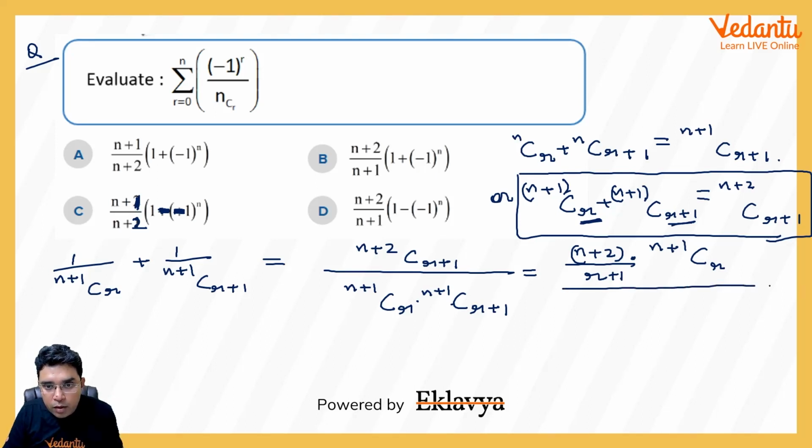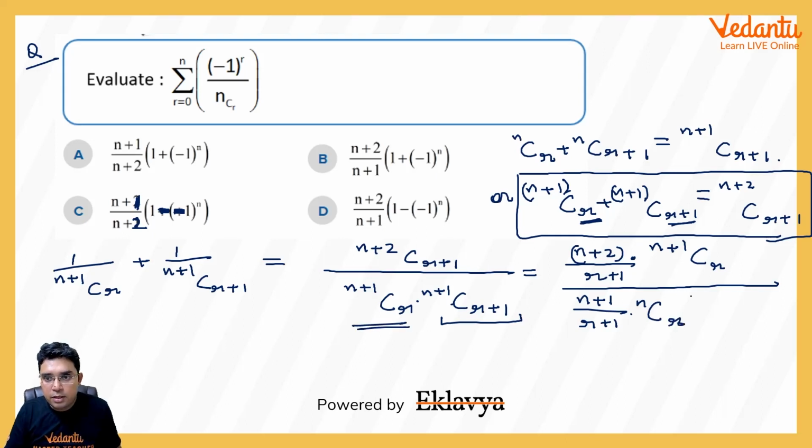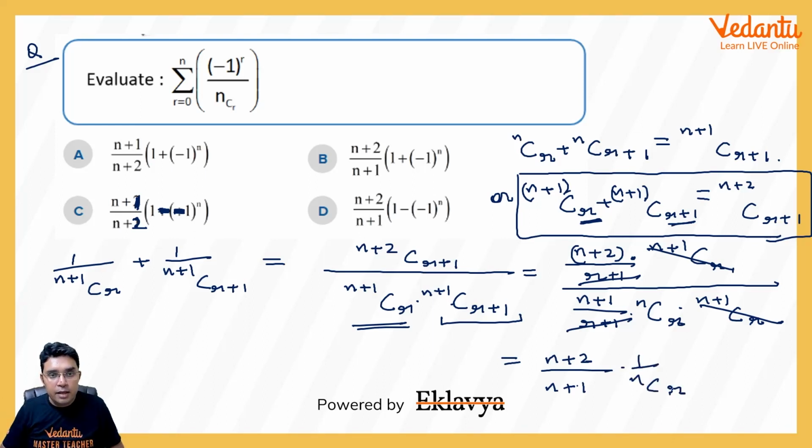And in the denominator also, you can check it will become, let me change this one. So we can write this as n+1 upon r+1. So it will become nCr. And this will be cancelled directly. Please check the calculation. I think this will be cancelled directly, and this r+1 is also cancelled. So we are getting this to be n+2 upon n+1 and 1 upon nCr. I'm going to use this result in the solution.